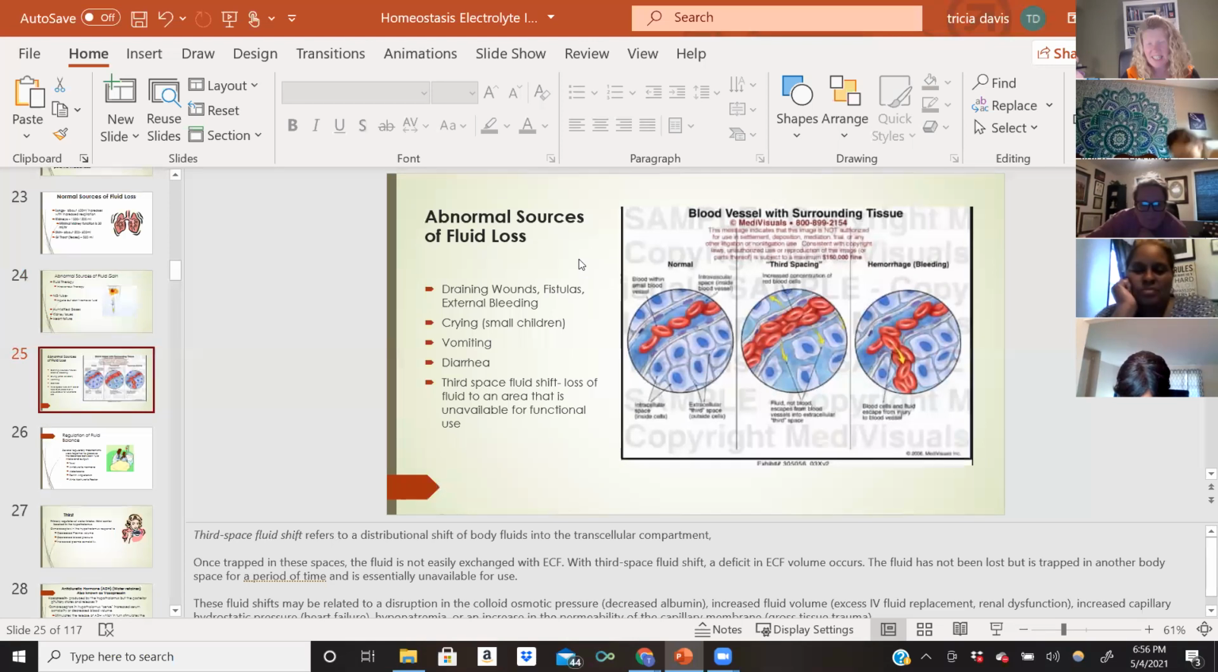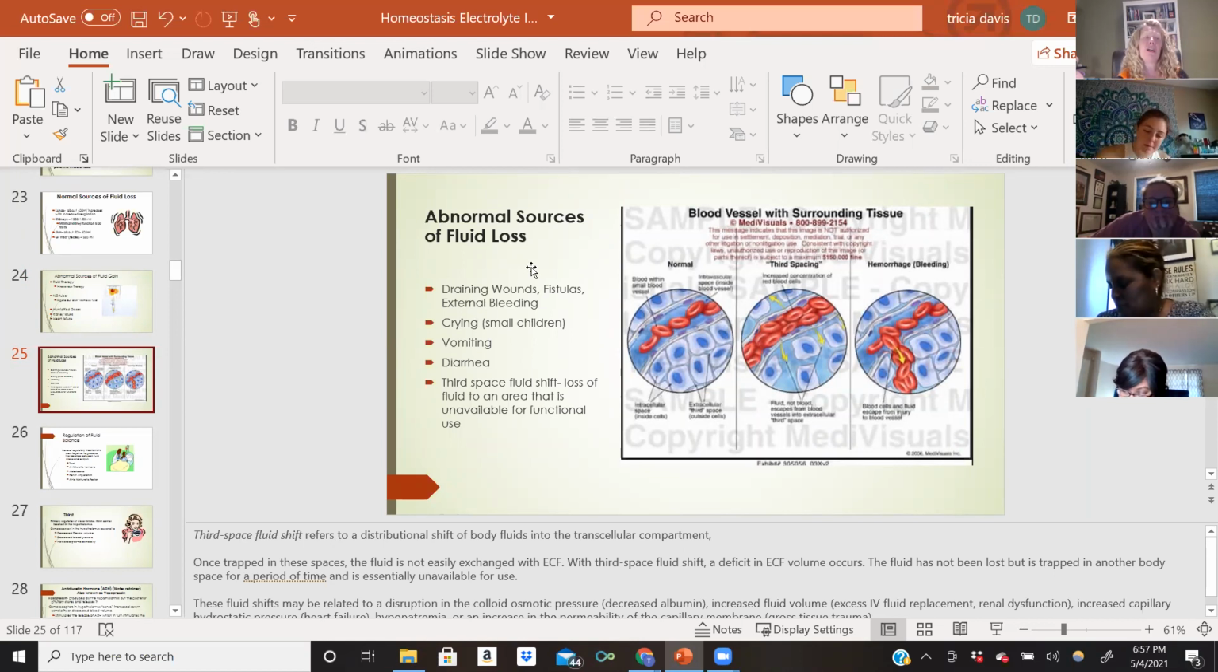Abnormal sources of fluid loss. So these are going to be your draining wounds, fistulas, any kind of external bleeding that we can see, small children or even adults that cry, vomiting, diarrhea.